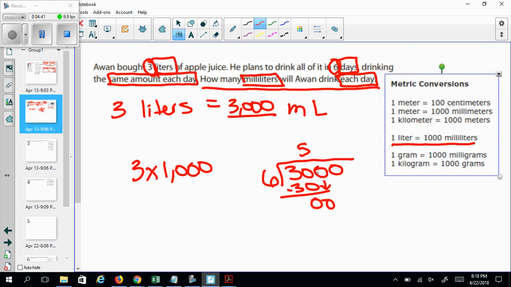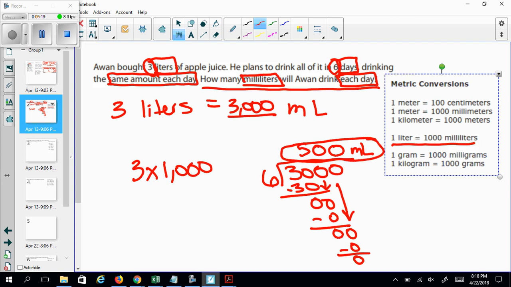Now, the beautiful thing about the zeros, really all you have to do is just put however many zeros are after your first number in your quotient. You put the rest zeros because 0 divided by 6 is 0. Okay, so you subtract 0 minus 0 is 0, and then you bring down the other 0, and it's the same process. 0 divided by 6 is 0, so 0 times 6 is 0, and you have 0 as the remainder. Okay, so you have the answer of 500 milliliters each day is how much apple juice he is going to drink. Okay, so that's how you do that one. Now let's look at the next one.